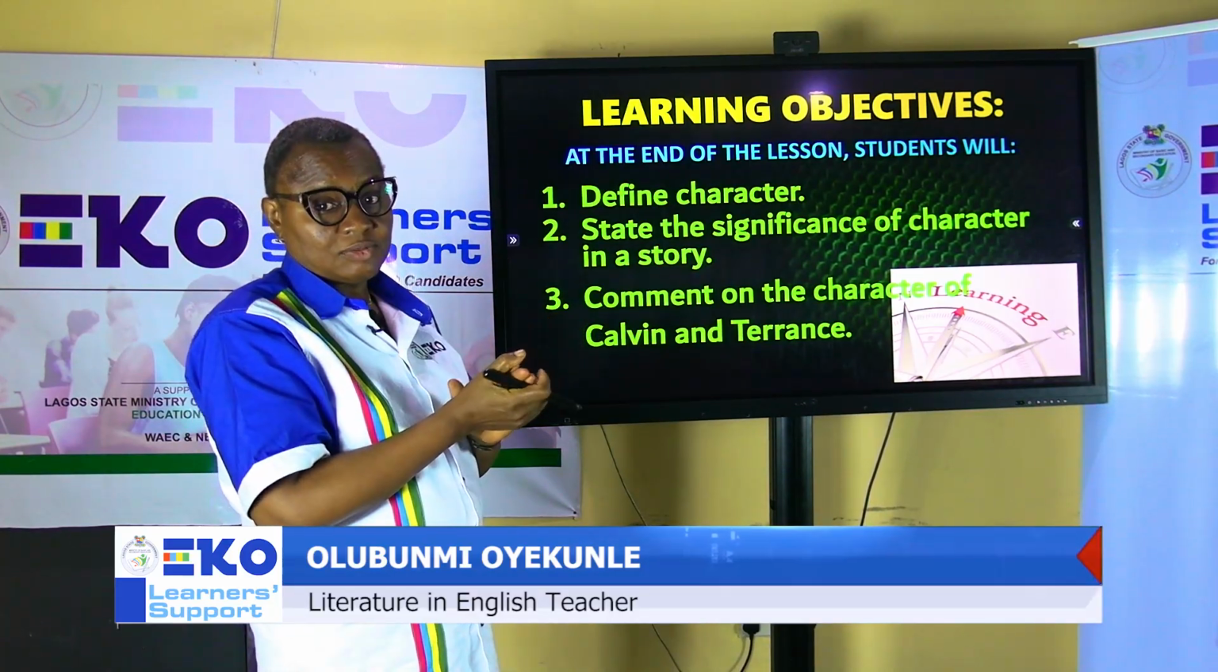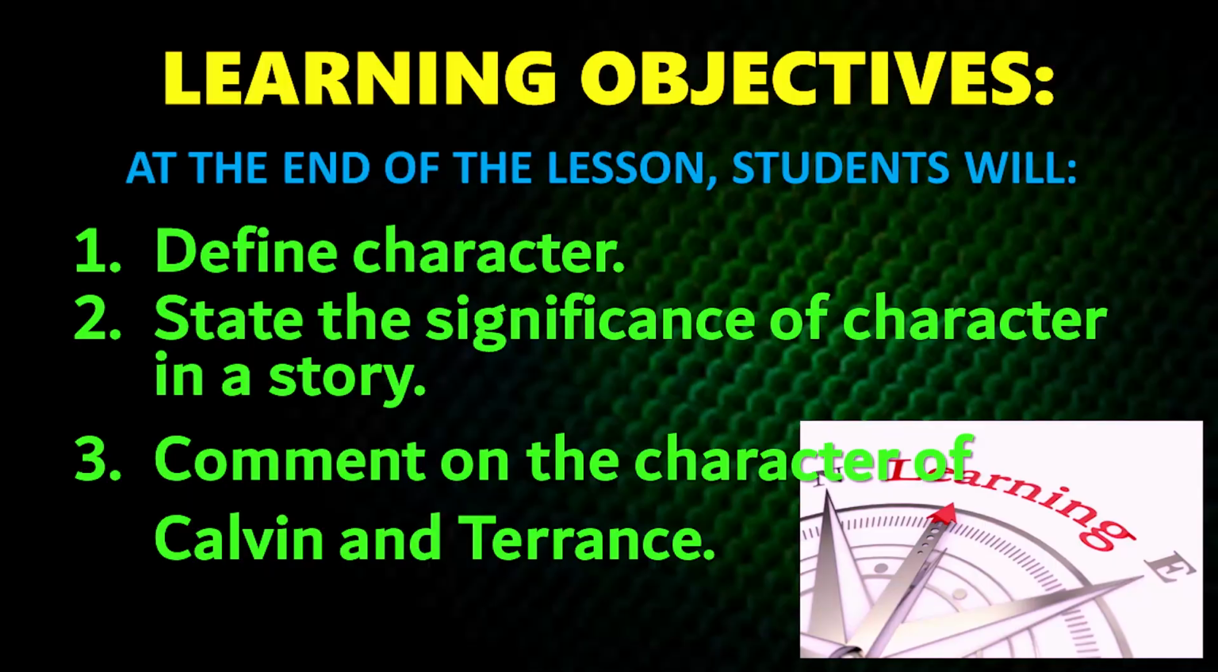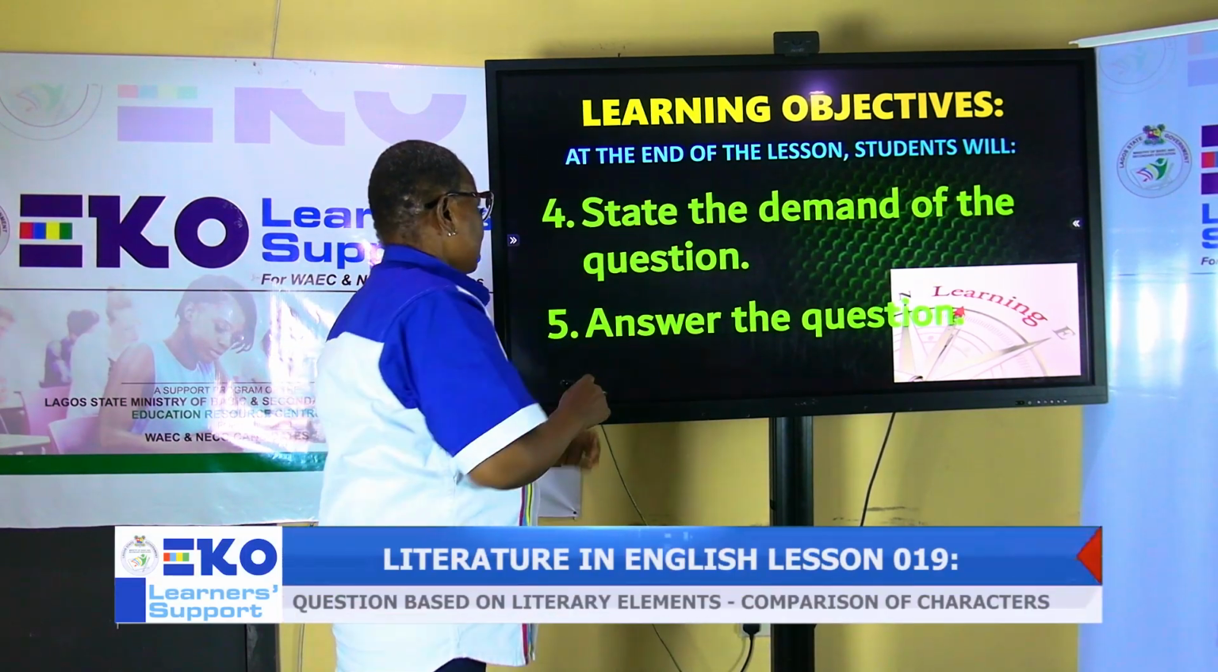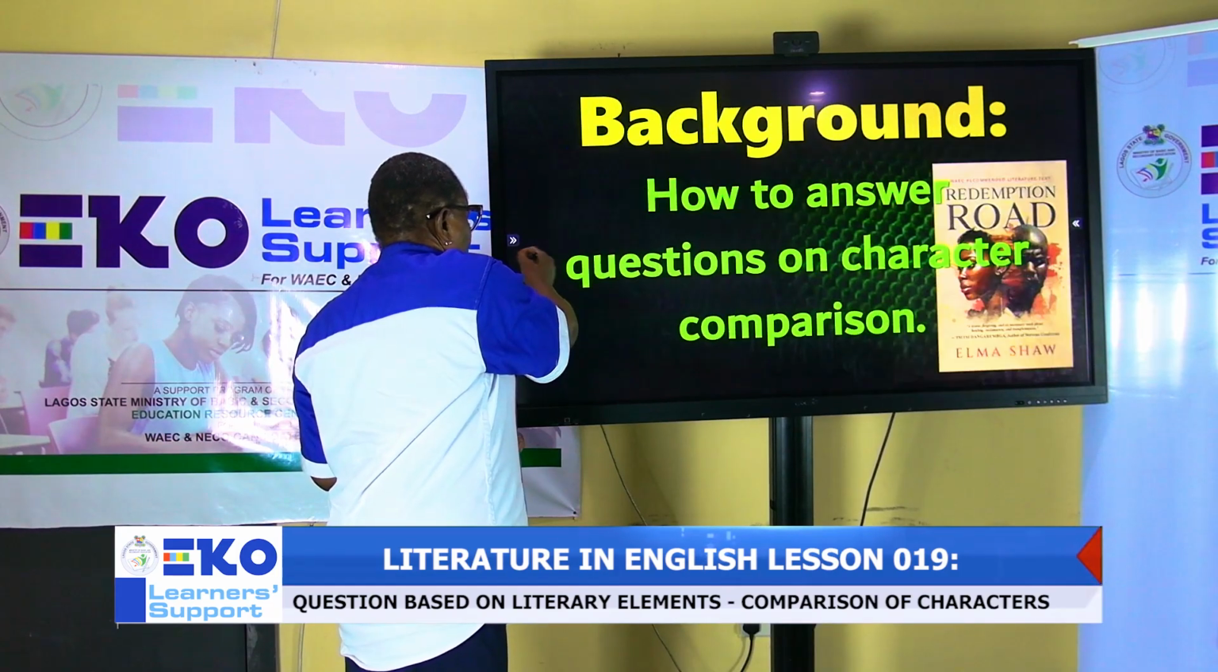The learning objective, what we want to learn from this, is that students will be able to define character, state the significance of character in a story, comment on the character of Calvin and Terence, and state the demand of the question and be able to answer the question.